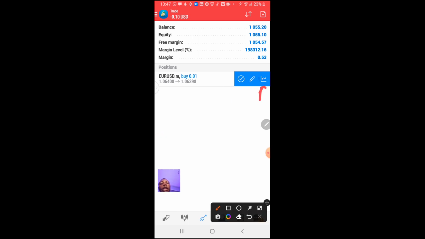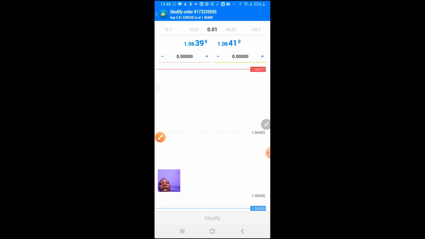This first one means take me to the chart of this pair. This second one means edit this position, and this third one means close the position. So we are going to look at them. Let us enter at edit. Now at edit you will see the modify.